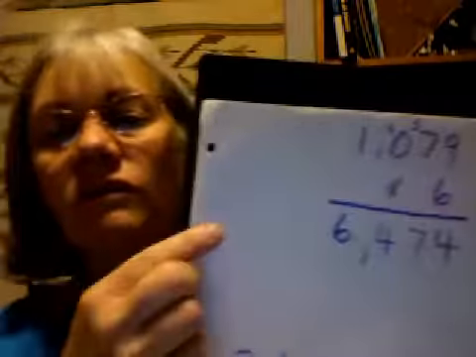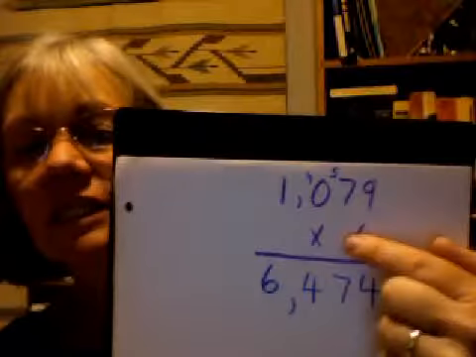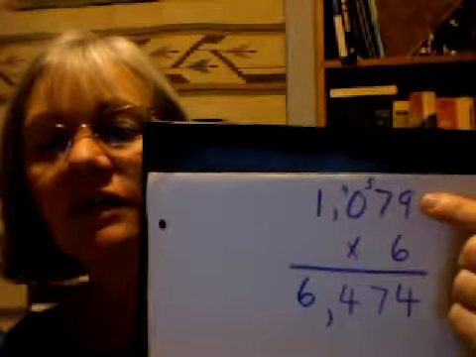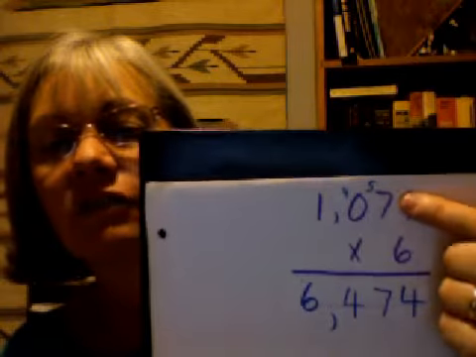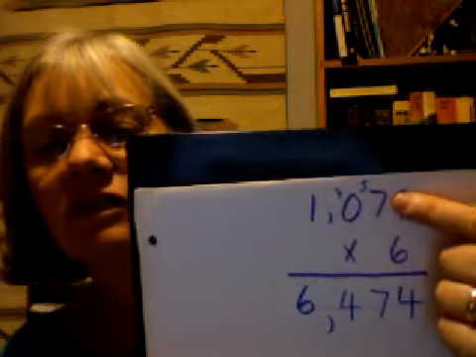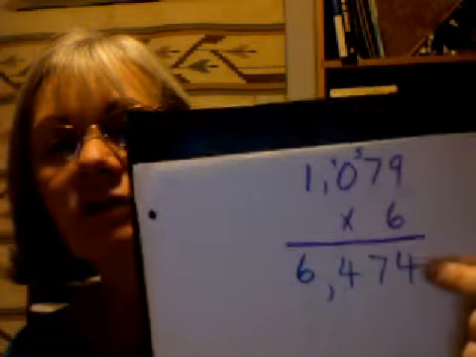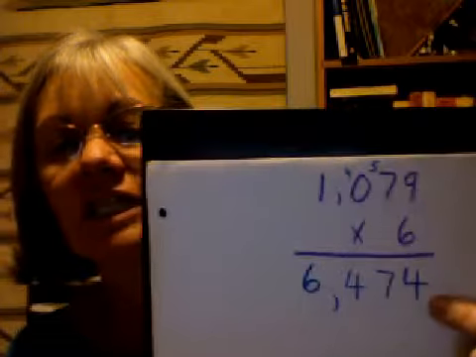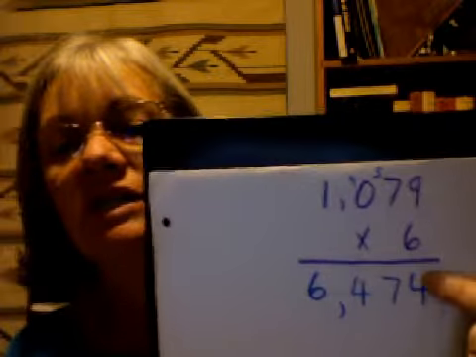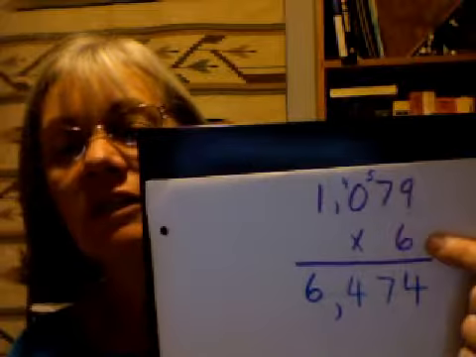First, multiply the ones. 6 groups of 9 is 54. We regroup the 50 into the hundreds column. The 4 goes in the ones place, just like this.